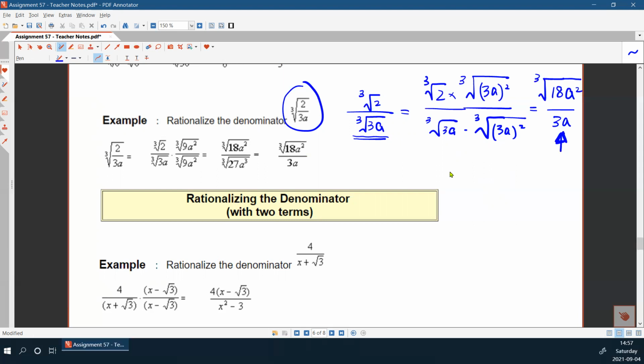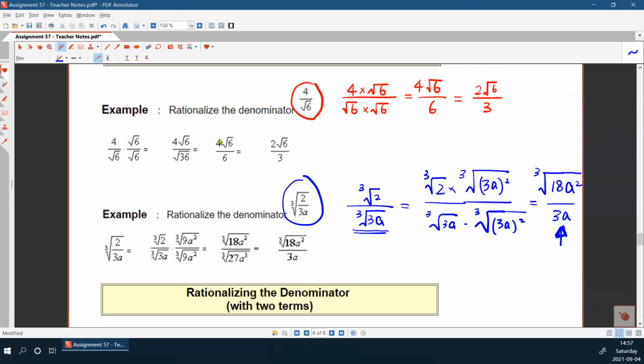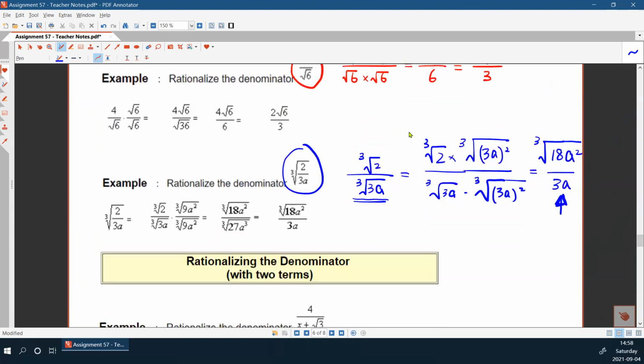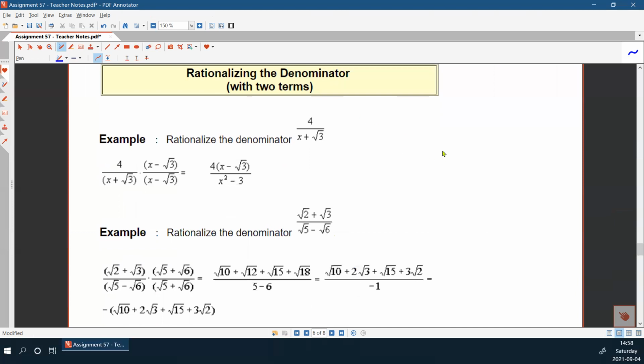Okay, so basically this is a method of rationalizing the denominator with one term. You will also encounter cases where there are two terms in the denominator, right? So for example, there are two terms here in the denominator. How do we rationalize this? We can use this formula, right? a squared minus b squared is (a plus b) times (a minus b).